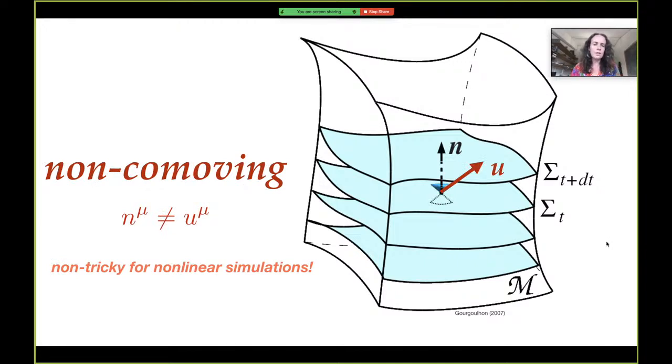So all we do is we just have our family of observers in our simulation, and therefore in our averaging, just kind of randomly floating in space with some different velocity to the four velocity of the fluid U. And this makes things a lot easier for our simulations of nonlinear structure formation.